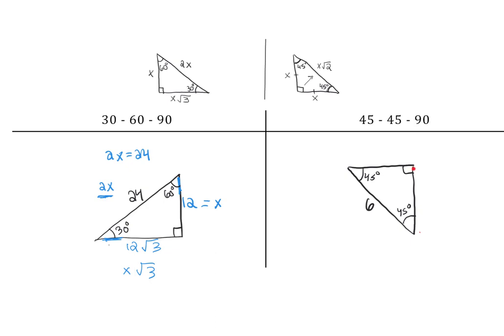Okay, and our final example, a 45-45 triangle, and you are given the hypotenuse. So for these, the legs are your x, and the hypotenuse is x times the square root of 2. So if x times the square root of 2 equals 6, to go backwards, we'd have to divide by the square root of 2. And then you can rationalize the denominator. So 6 square roots of 2 over 2, so that would be 3 square roots of 2. And then these are both the same.